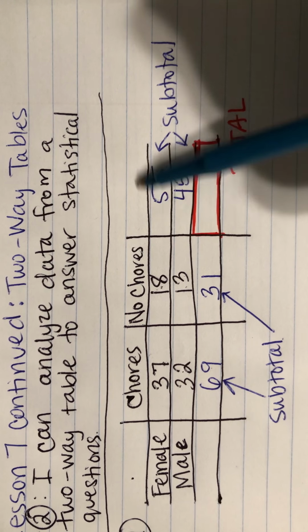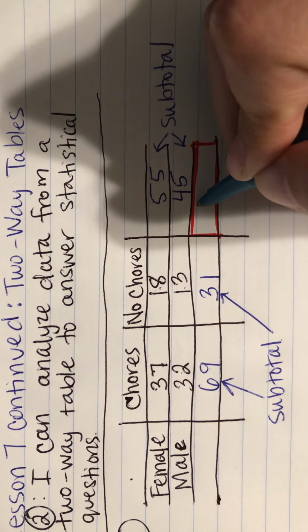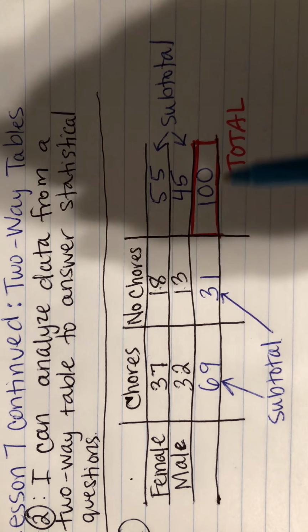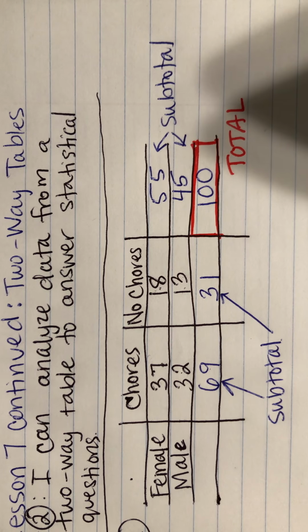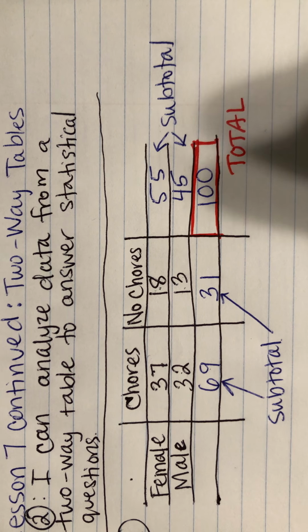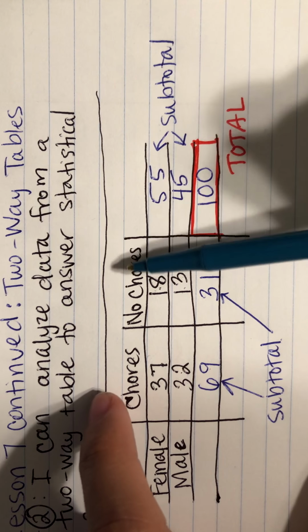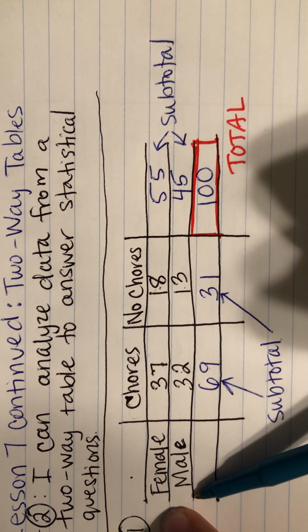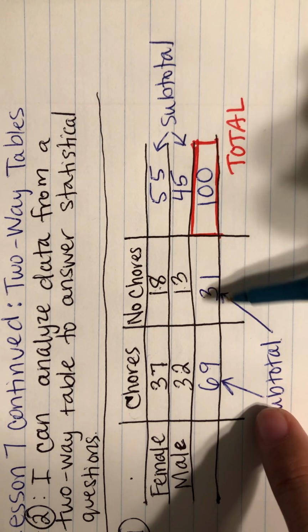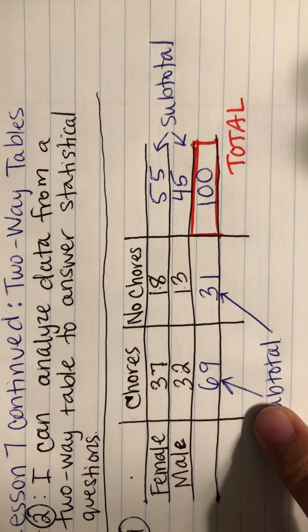So if you add these two, 55 plus 45, you get 100. Which is the same thing you get if you add 69 and 31. You also get 100. So we have two categories, the chores and the gender. We have our subtotals for each category, and then we have our total amount of people that were asked.